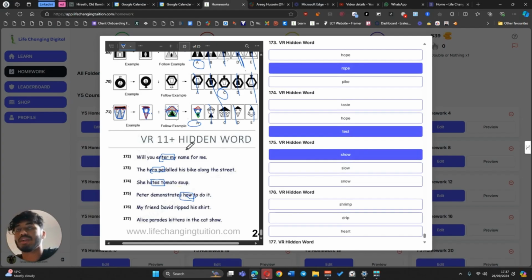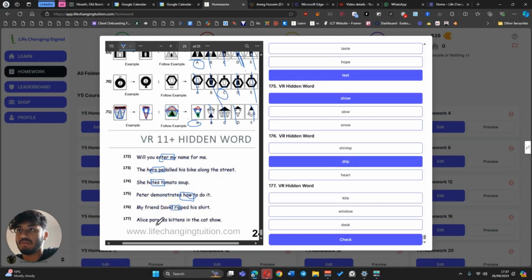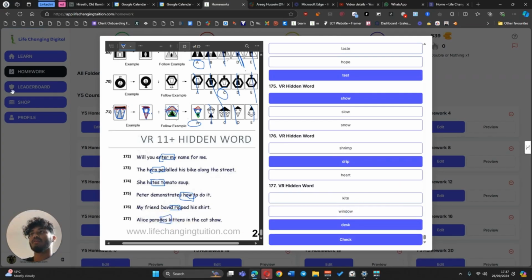Of course you're not given options in this paper, but in the actual exam you will be given options like this. So, my friend, there we go, drip. And I'm looking at this gap, nothing there. And you've got desk right here. Okay, that is the end of homework 4.